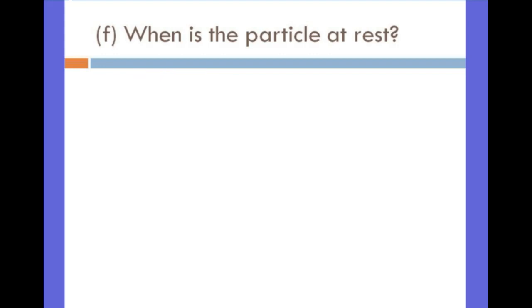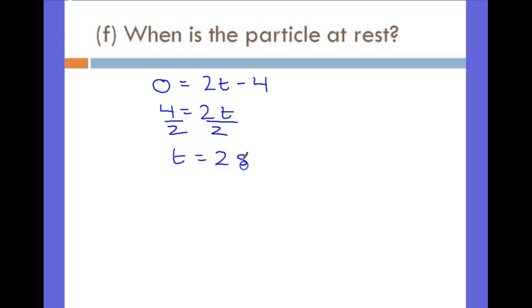When is the particle at rest? A particle is at rest when the velocity is 0. So again, we are solving for velocity equal to 0. Particles are at rest, or changing direction, when velocity is 0. So you have 0 equals 2t minus 4. So it'll be at rest at 2 seconds. So we now know what the velocity at 2, 3, and 4 is.